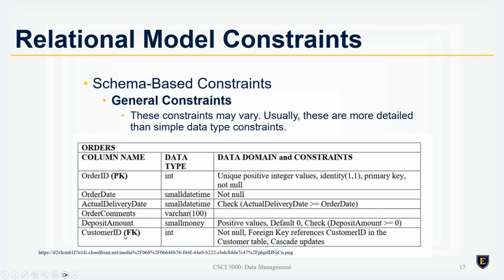And then the customer ID is a foreign key that's an integer. It's not null, and the foreign key references the customer ID in the customer table. And it says cascade updates. Cascading just means that if we update this value here, or if we update the value in the customer table, then this value would also change automatically. So those are the basic types of constraints that we need to worry about in the relational model.